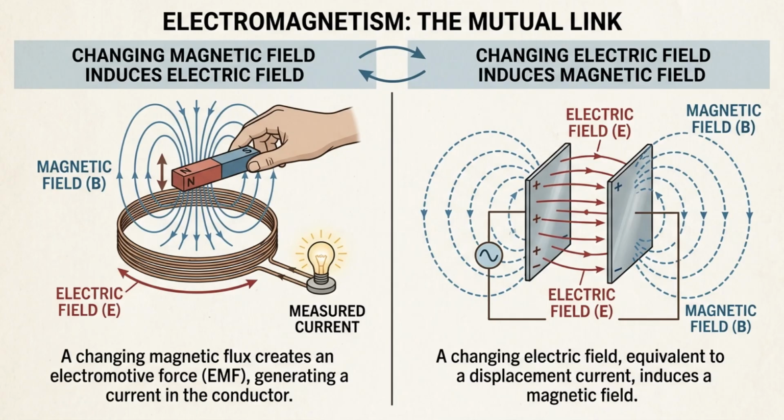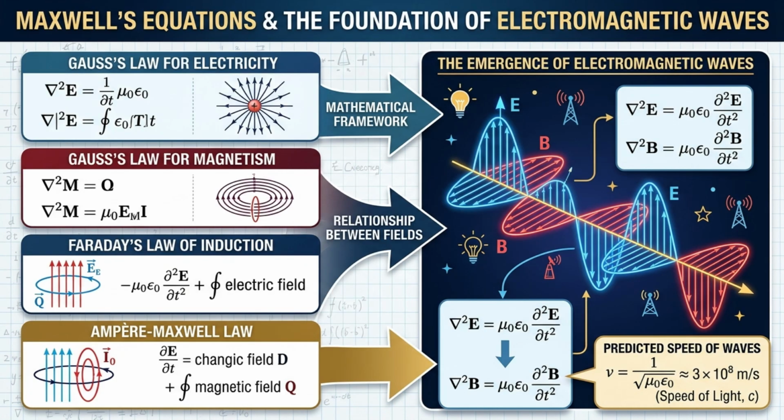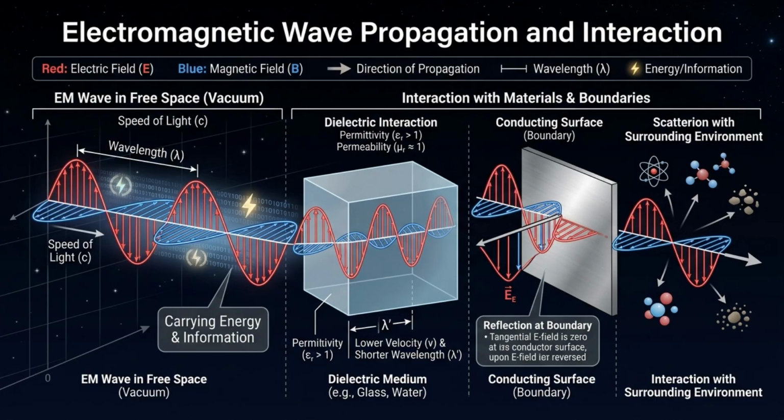The central idea of electromagnetism is that electric fields and magnetic fields are fundamentally linked. A changing electric field produces a magnetic field, and a changing magnetic field produces an electric field. This relationship is captured by Maxwell's equations, which provide the foundation for modern electromagnetic theory. From these equations emerges one of the most important results in physics: electromagnetic waves. These waves propagate through space, carrying both energy and information.